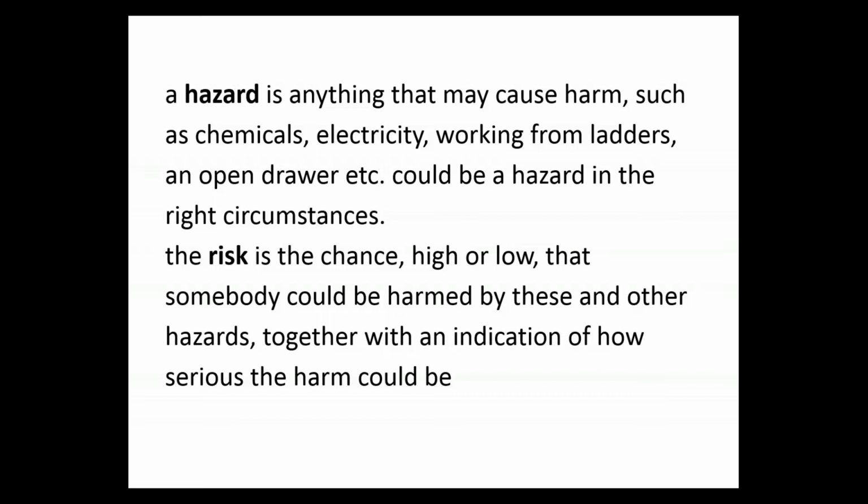And there is a difference. A hazard, as defined by the Health and Safety Executive, is anything that may cause harm, such as chemicals, electricity, working from ladders, an open drawer. All of these things could be a hazard in the right circumstances. The risk is the chance, whether that be high, medium or low, that somebody could be harmed by these and other hazards, together with an indication of how serious that harm could be. And that is what we understand the structure of a standard risk assessment to be.